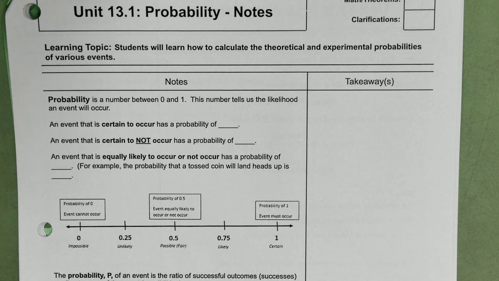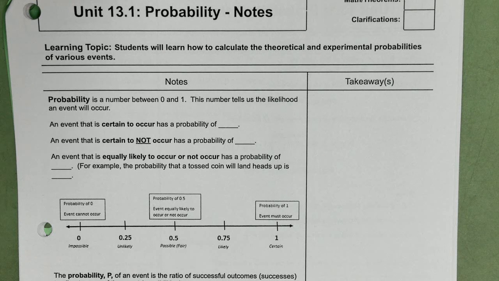Unit 13 is on probability. So today in this video, we're going to look at theoretical and experimental probabilities. So we'll start with the definition. Probability is the number between 0 and 1 that tells us the likelihood an event will occur.